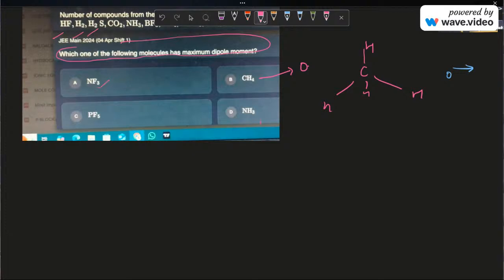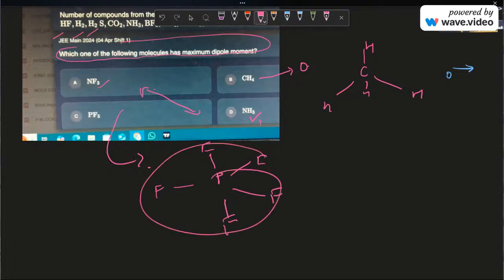NF3 is a candidate. NF3 and NH3 were an exception kind of. I don't remember it completely. And PF5 is triangular bipyramidal, right? So this will also give zero dipole moment. And in NF3 and NH3, while thinking, it seems to us that NF3 has more dipole moment. That is why NH3 has more dipole moment.